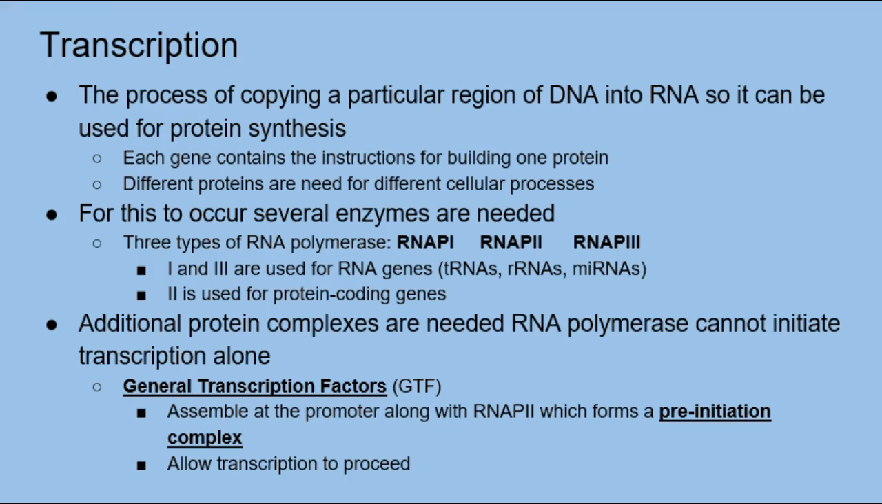So for transcription to occur, several enzymes are needed. These include different kinds of RNA polymerase: 1, 2, and 3. Additional protein complexes are needed because RNA polymerase can't initiate transcription by itself. So general transcription factors, or GTFs, are assembled at the promoter along with RNA polymerase 2, which altogether forms a pre-initiation complex, which allows transcription to proceed.